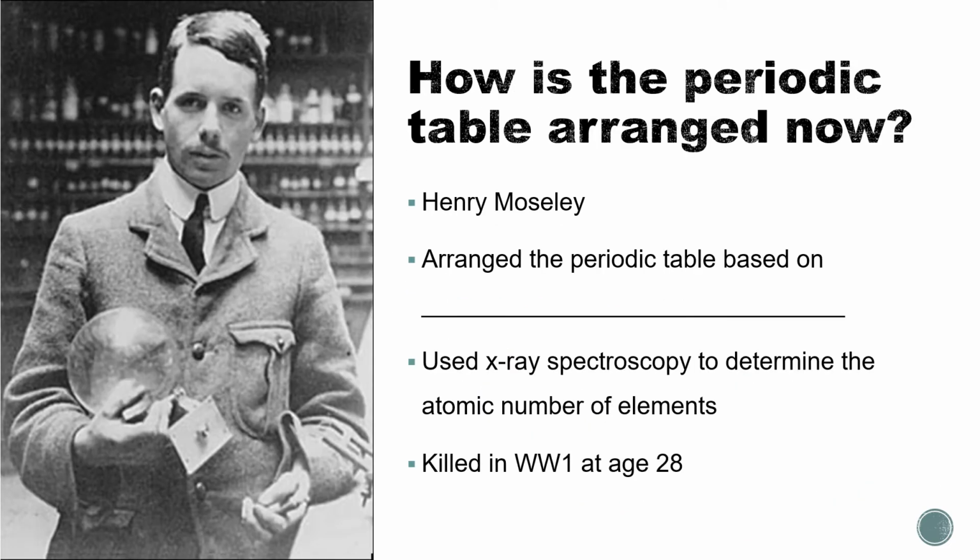So while our periodic table does still show some trends in increasing atomic mass, right now our periodic table is actually arranged based off of a different property. And Henry Moseley, the guy that's pictured over on the left-hand side of the screen, was the scientist who helped us rearrange the periodic table, and now it is based off of atomic number. And remember, atomic number is the same thing as the number of protons in an element. And Moseley arranged it based off of atomic number by using X-ray spectroscopy just to determine how many protons were in each element.